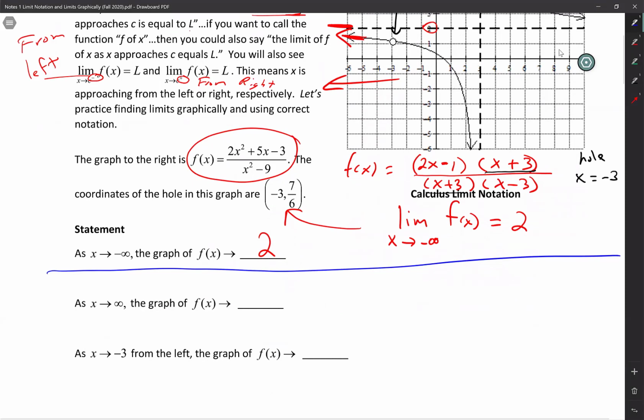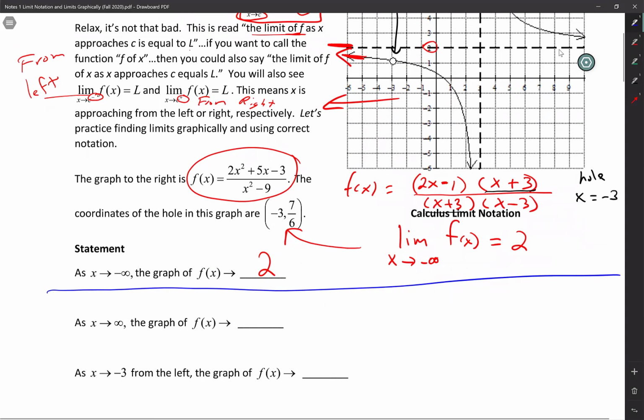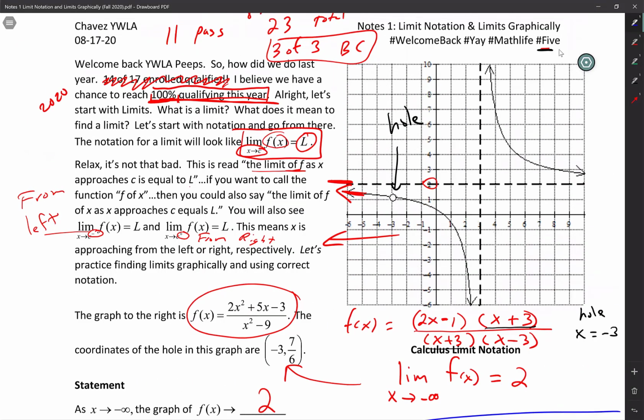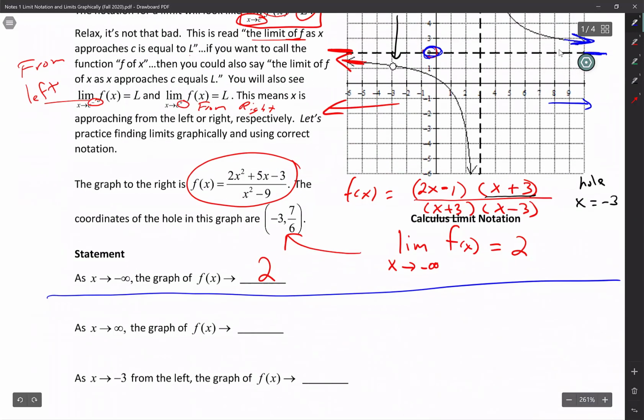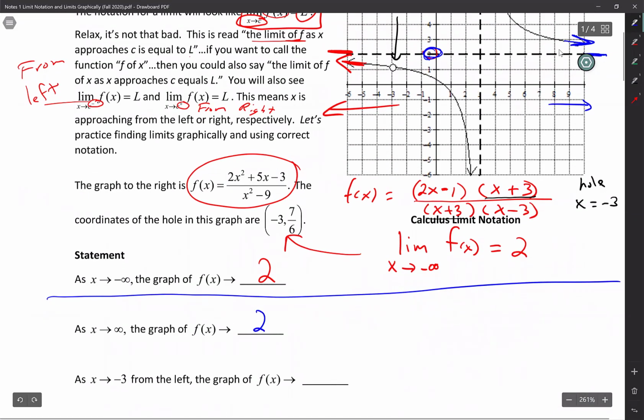As x approaches positive infinity, the graph of f of x approaches, well, as x approaches positive infinity, we're talking larger and larger x values. Where is the function going? Well, the function is going towards this horizontal asymptote, and that horizontal asymptote is again 2. So maybe I should have made 2 different graphs, 2 different horizontal asymptotes. That's fine. All right. How do I write it? The limit as x approaches infinity of this function equals 2.